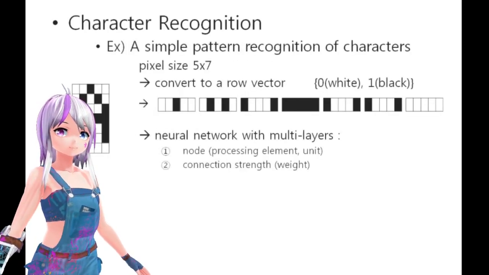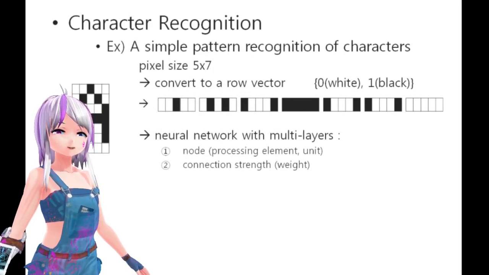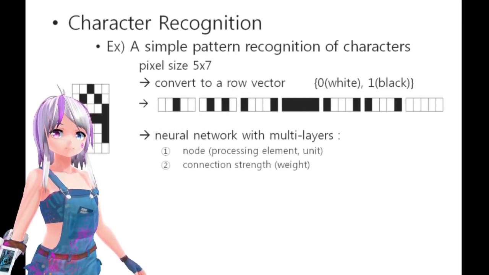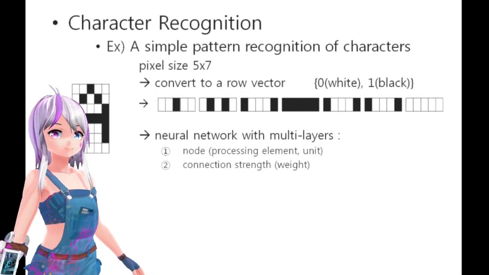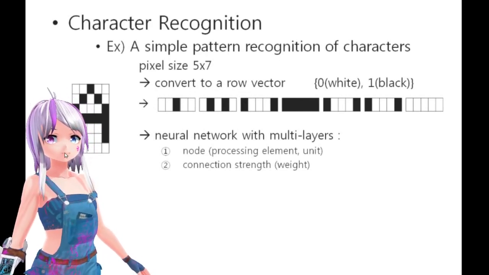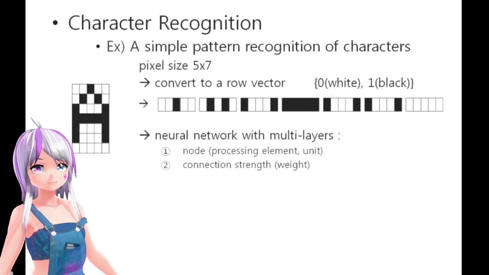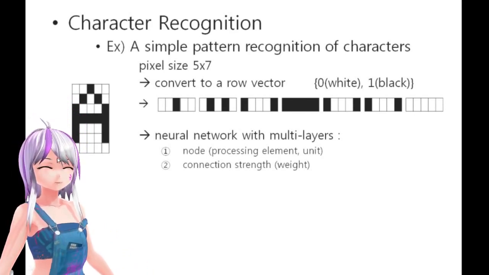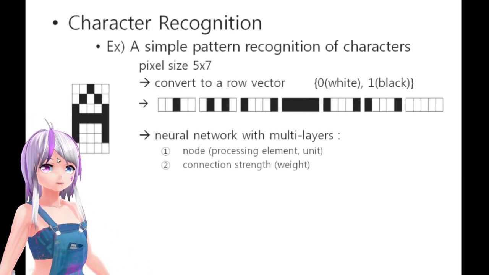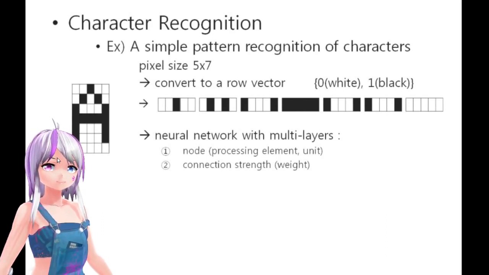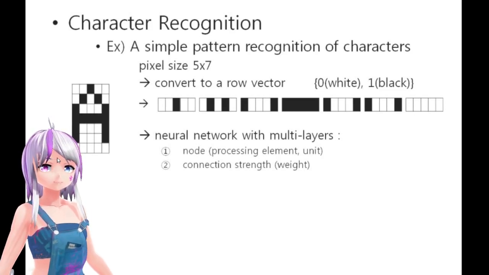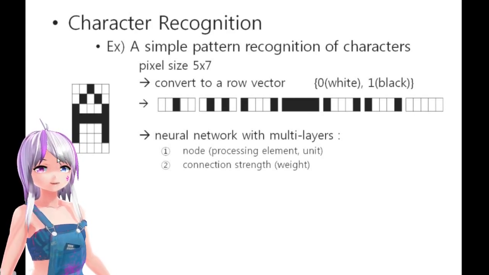So we have this example of character recognition, a simple pattern recognition with characters. Let's say we have a pixel size from a fax machine, for example, and the pixel size is 5 by 7, 35 pixels inside. We need to convert it to a row vector, so only black and white. If white is 0 and black is 1, then in the row direction we decompose each row, connect them together, and come up with a vector with 35 nodes.